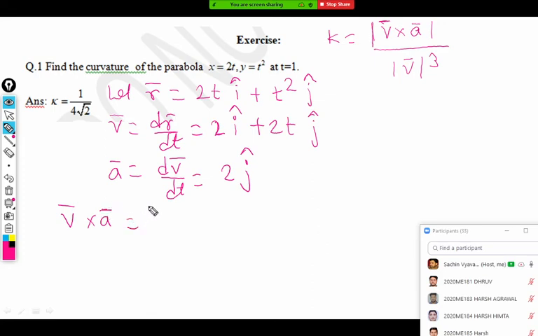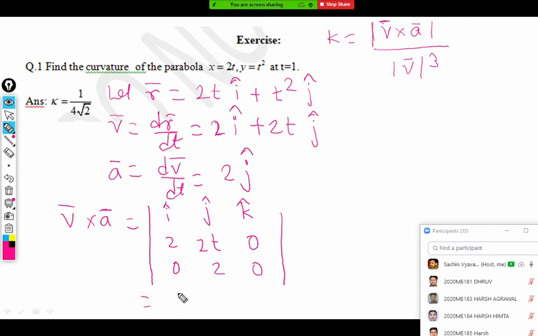There are multiple ways to calculate v cross a, two ways actually. Either you can take v cross a term by term, where i cross j is k, j cross j is 0. Or you can use the definition of cross product, with i j k, and v bar vector has 2, 2t, 0, and here 0, 2, 0. Remember, at this step you can replace t equal to 1 also and get directly the curvature at t equal to 1. But I'm doing the general curvature first, and then we'll replace t by 1 at the end.